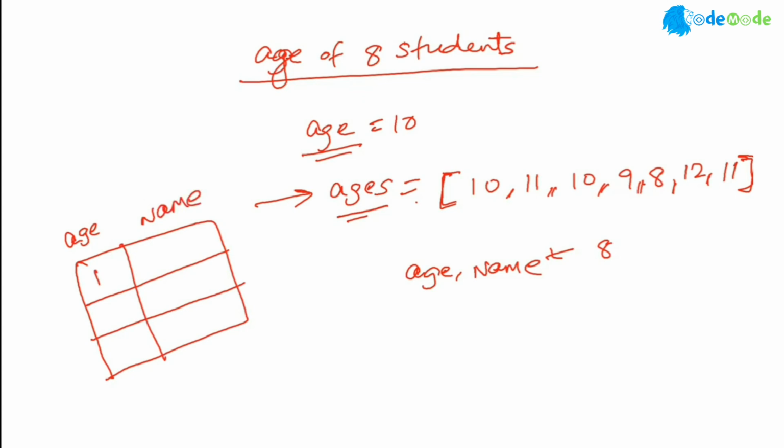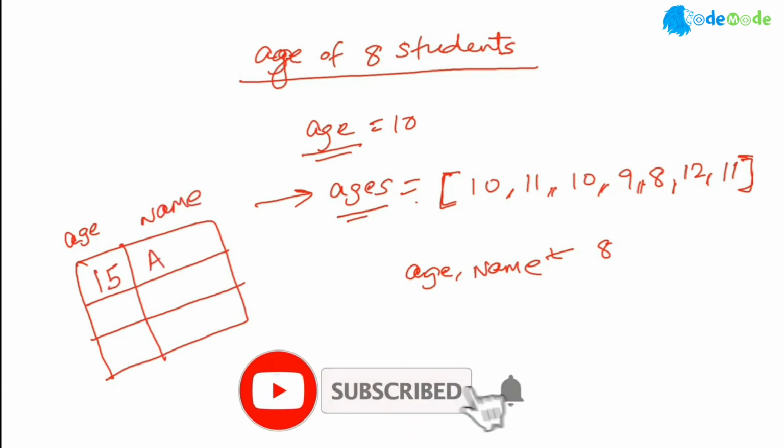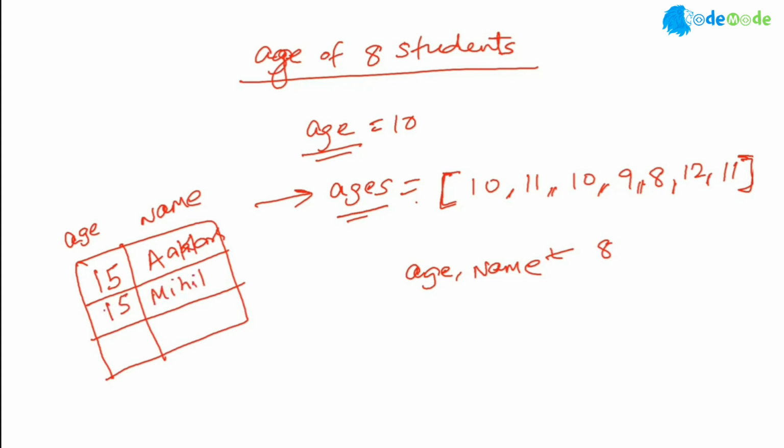So suppose the age is 15, and this is Akash, 15, Mihika, 14, no, Anish. I know you're not Anish.